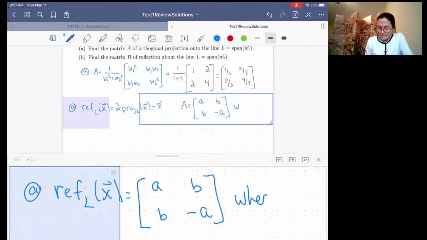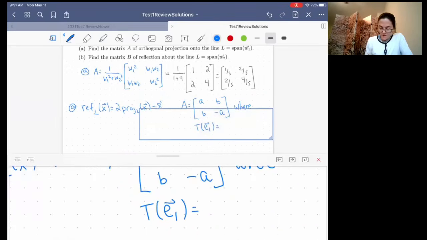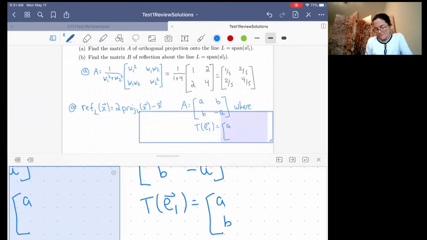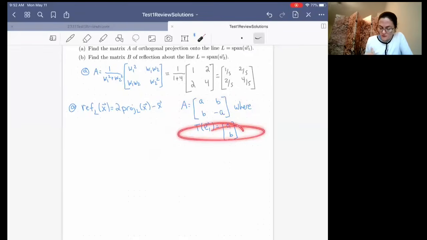where, let's say T of E1 is this vector AB. So of course you could find T of E1, find T of E2, put those in the columns because that's by definition the matrix for the transformation. But we can use, in fact, I did in part A, I used what I know that the matrix looks like for reflection. So this is what I want to do. So all I need to do is figure out T of E1, and then I will have my matrix A.